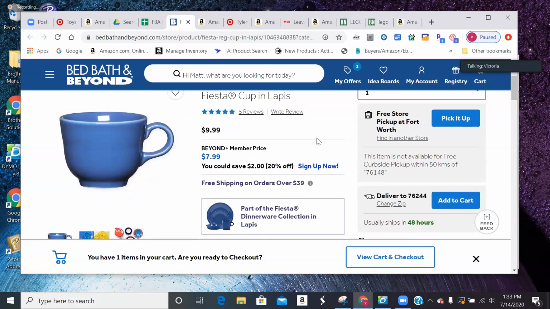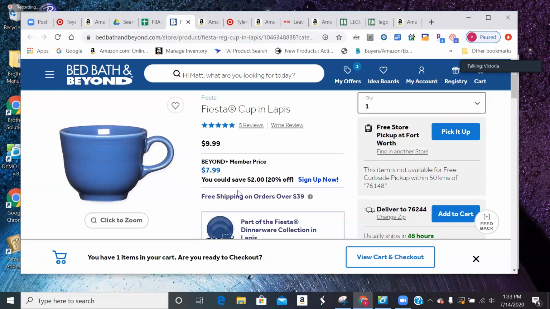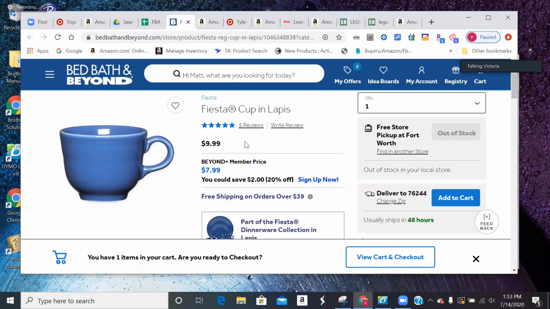So it is a Fiesta Cup. Here's what Santosh was talking about earlier, the Beyond Plus membership. It's 20% off everything all the time. I'm not actually logged in right now, but I am a member. So what other people are buying at $9.99, you can get it at $7.99 at this point.